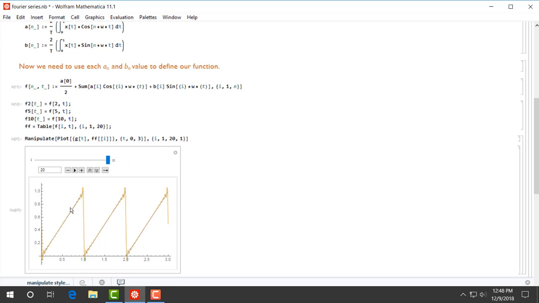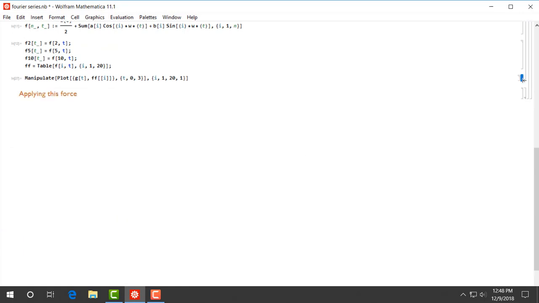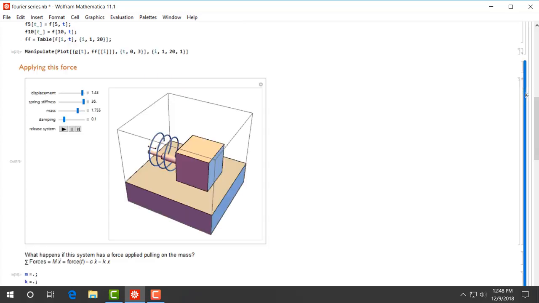Increasing it up to 20 terms, you can see it still follows pretty closely, and it doesn't change that much from 16. So you can look at this function and see how many terms you actually need to get a good representation of the original function.